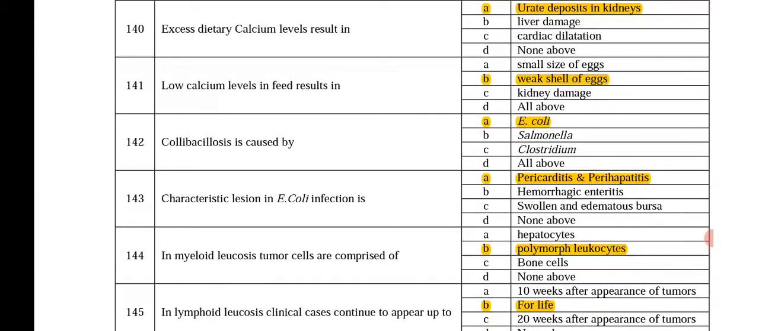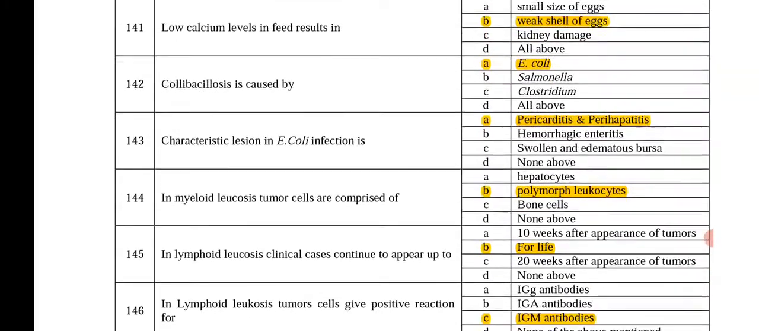Colibacillosis is caused by E. coli. Characteristic lesions of E. coli are pericarditis and perihepatitis.